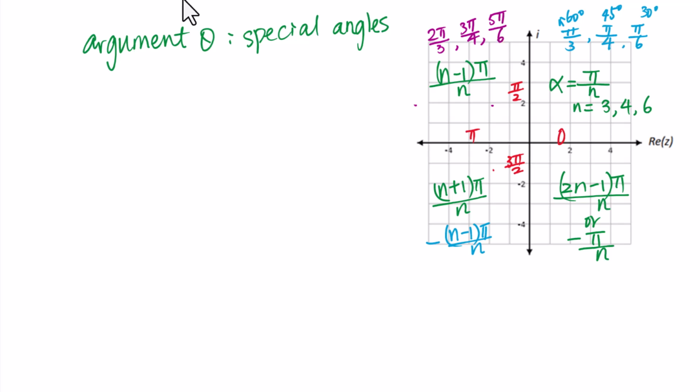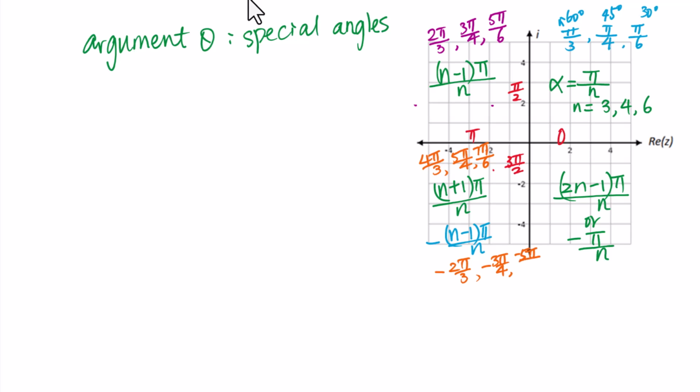For the third quadrant, n plus 1 pi over n. So we have 4 pi over 3, 5 pi over 4, and 7 pi over 6. For negative angle in the third quadrant, we have negative 2 pi over 3, negative 3 pi over 4, negative 5 pi over 6.